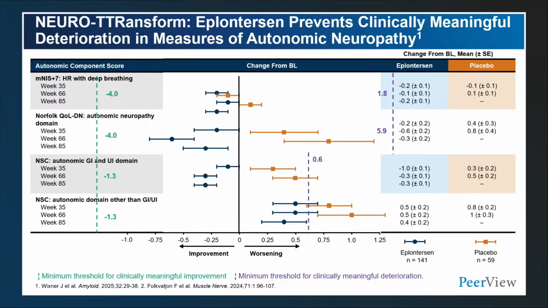Also looking at the autonomic symptoms. So autonomic symptoms are the ones that really affect the quality of life the most in our patients. And you can see here that many of them improved actually, which again is unseen in this disorder that progresses without treatment, regardless of what you do. GI, urinary issues, autonomic neuropathy, and on testing with the deep breathing, you see that there has been improvement in these patients.